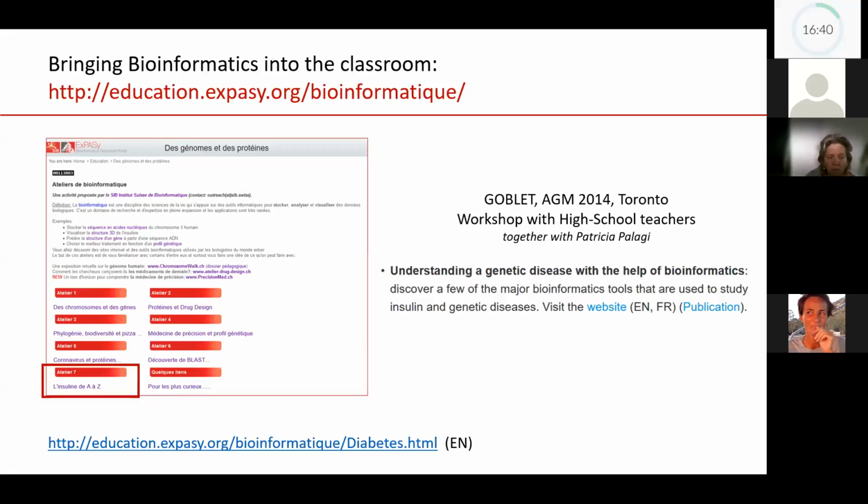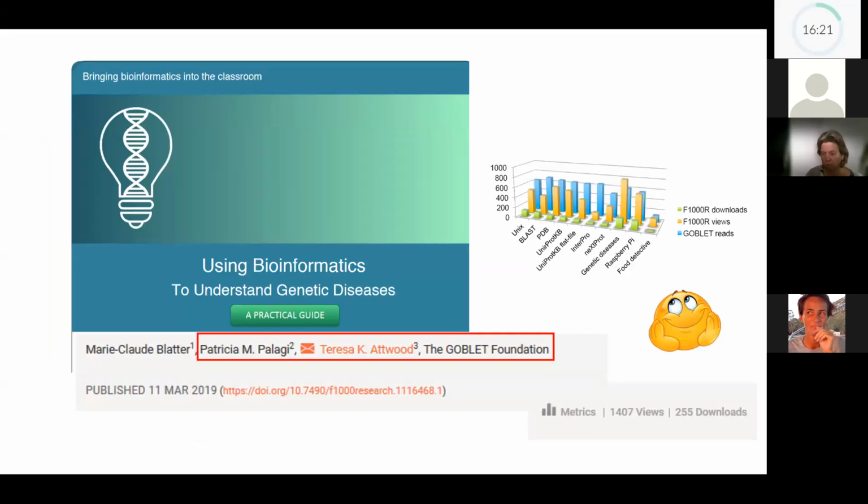And for those who were at the GOBLET AGM in 2014 in Toronto, we gave a workshop together with high school teachers and together with Patricia Palagi. And these workshops were finally put into a publication, done also together with Patricia Palagi and Terry Atwood, using bioinformatics to understand genetic diseases. And this publication had a great success. We had a lot of views and downloads. We are happy with that.